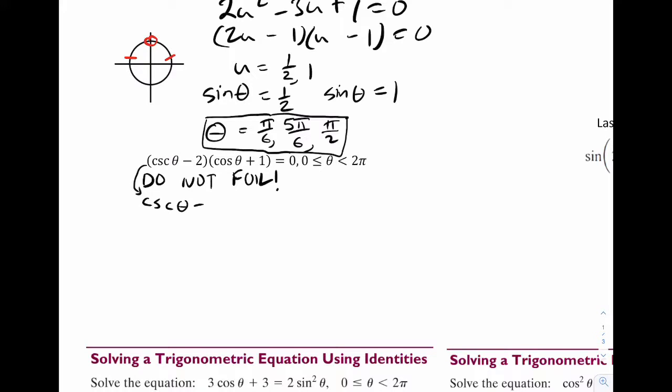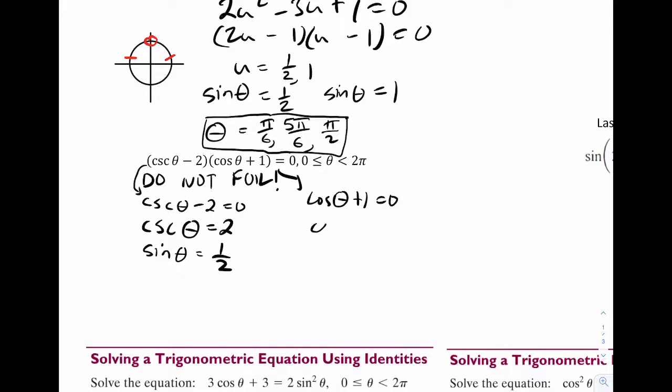So cosecant theta minus 2 should equal 0. And cosine theta plus 1 equals 0. And solve them like you would any quadratic that's factored. Cosecant theta must equal 2. Flip it if you want to. Sine theta is 1/2. And then cosine theta equals -1. Let's draw our circle.